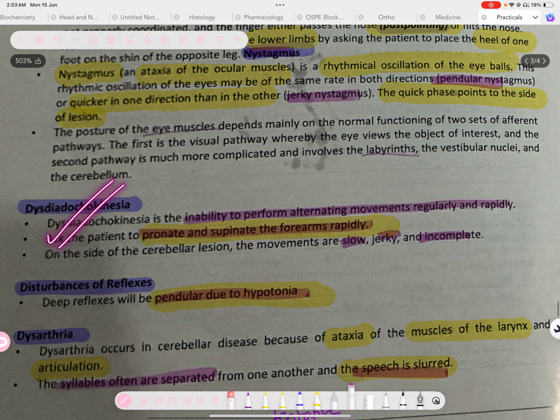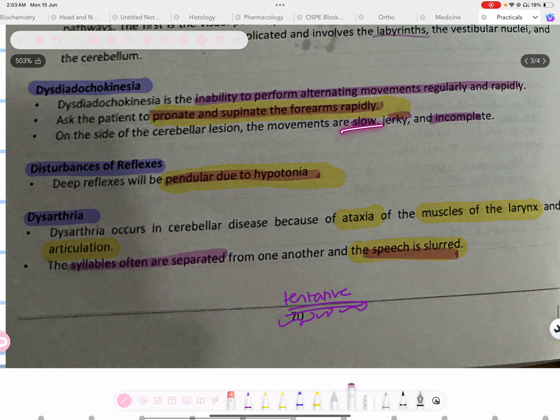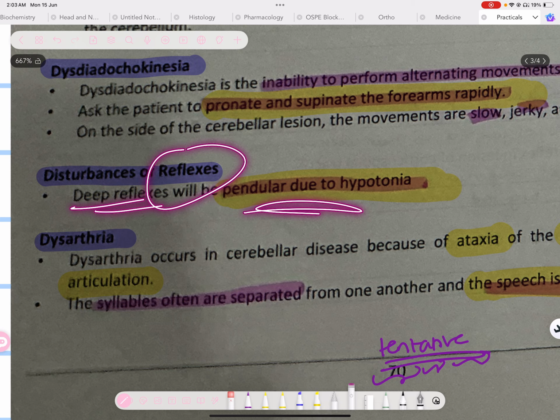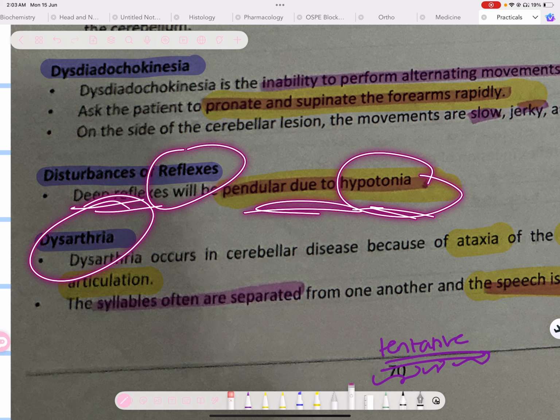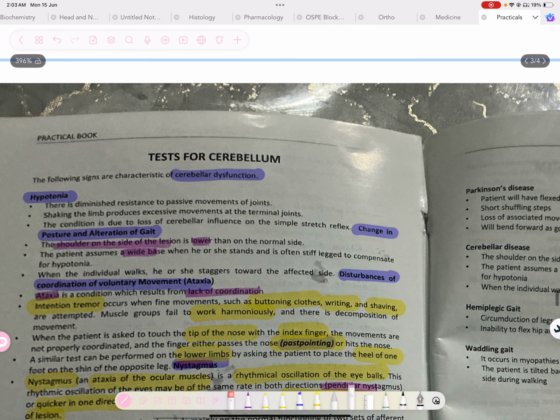And then there's this dysdiadochokinesia where the patient cannot perform rapid alternating movements. For example, you have to ask them to rapidly pronate and supinate the forearm, and the movement will be slow, jerky, and incomplete. Disturbance of reflexes, especially the deep reflexes, will be pendular due to hypotonia. Dysarthria, there'll be difficulty in speaking, and the speech will be slurred. Now let's discuss in detail.